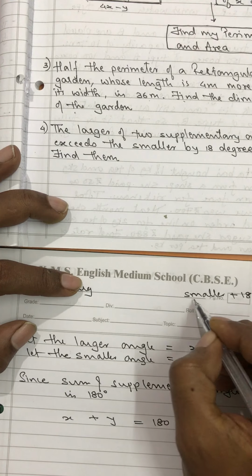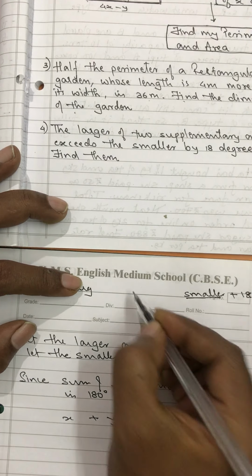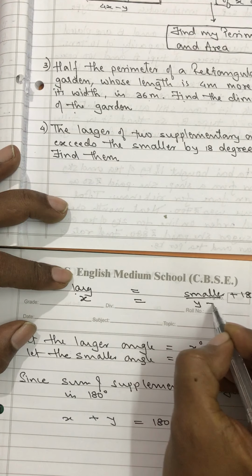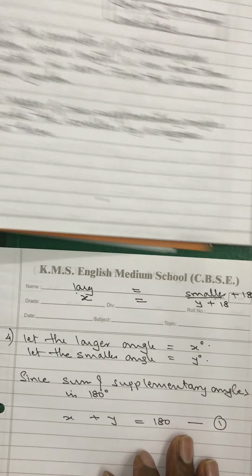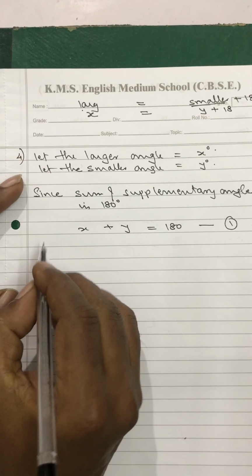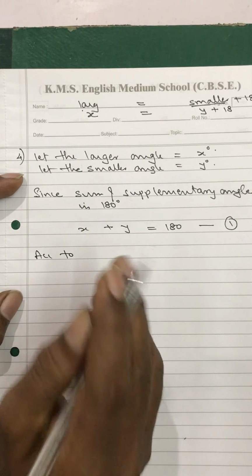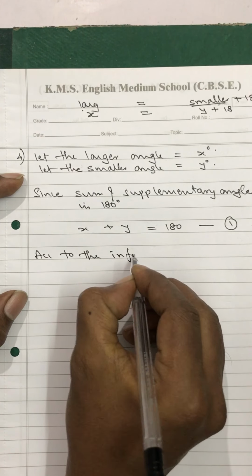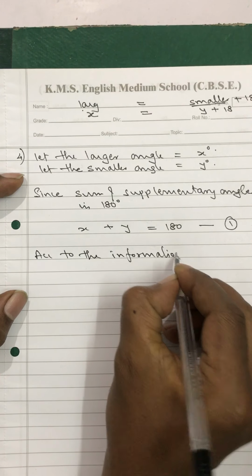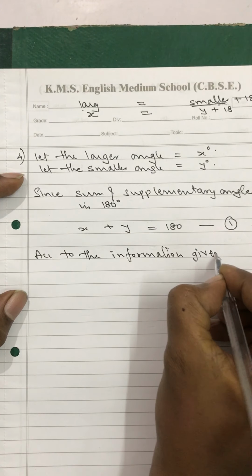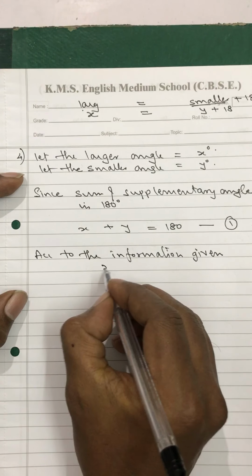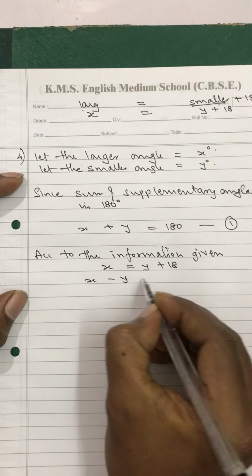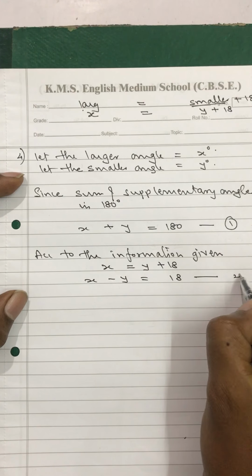When you add 18 degrees to the smaller, that will be equal to the larger. Larger is x, so x is equal to y plus 18. This is the information given. When you are not certain whether to write the first or second information, just write according to the given. You will have x is equal to y plus 18, so you will get x minus y is equal to 18. This will be your second equation.